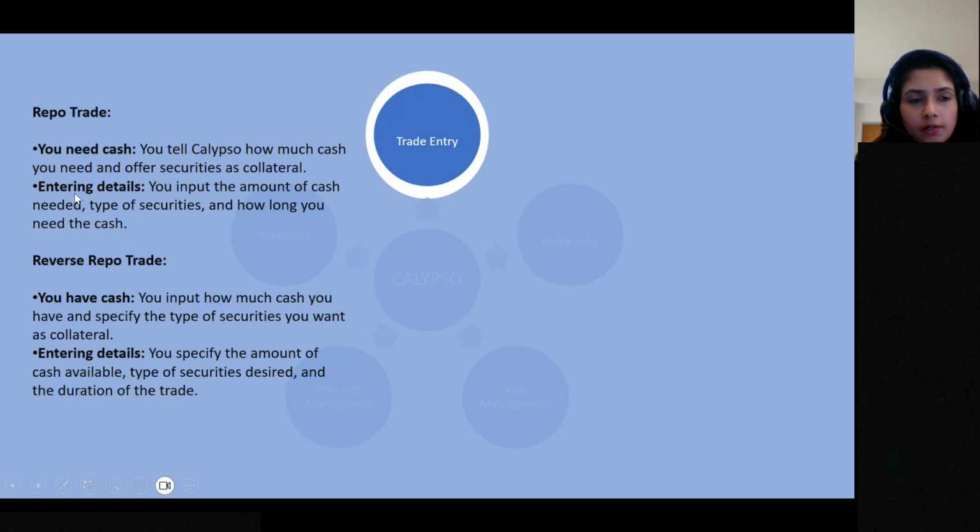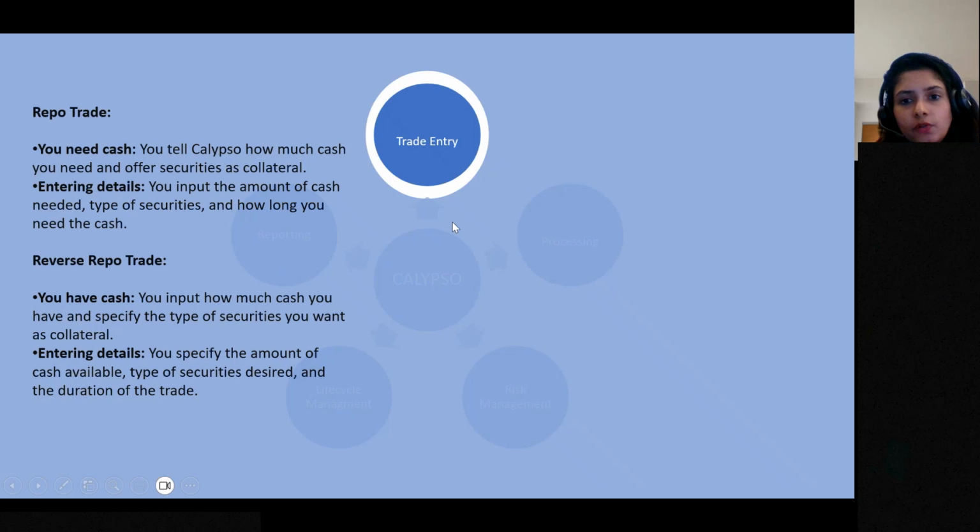Now, the bank, or the customer, has to enter the details. Calypso will need details. It will never work by just saying, okay, I need cash, I am giving you securities. You enter your details. You enter the amount. You enter the type of securities. You enter how long you want to enter into this agreement and how much money you need. So these are the details that you have.